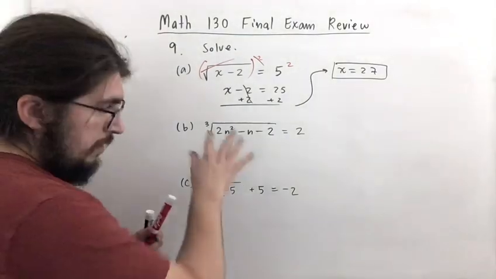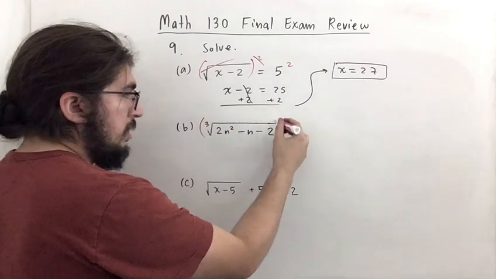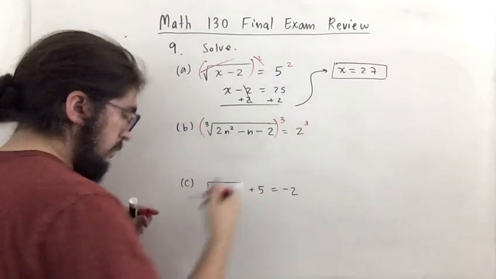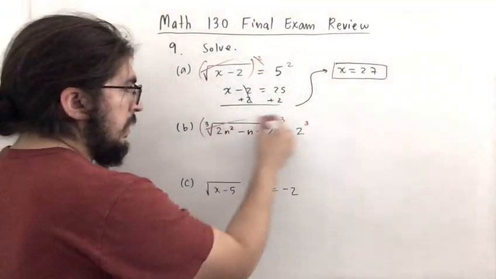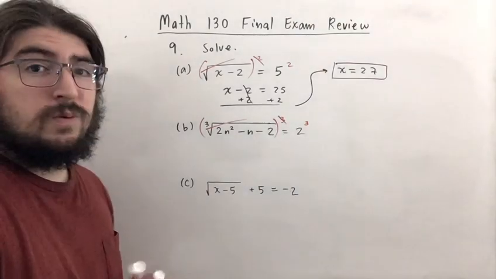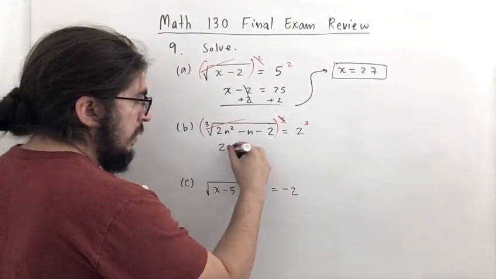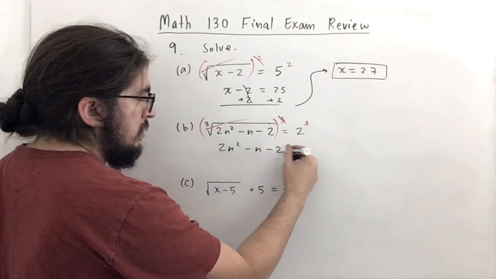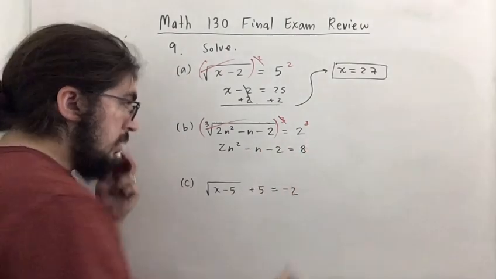So here, the radical is isolated. It's a cube root, so we'll cube both sides. Okay. The cube and the cube root will cancel out. Perfect. So we're left with this thing on the inside, 2n squared minus n minus 2 is equal to 2 cubed, which is 2 times 2 times 2.